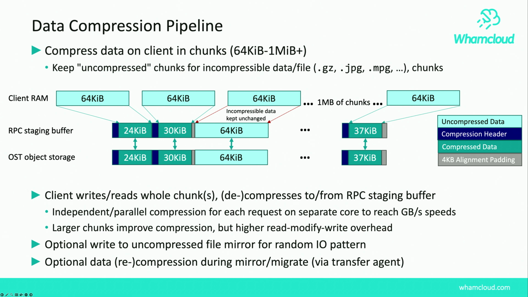Optionally, you can write uncompressed. You can create a mirror that's uncompressed. You can then perform read and write, random I/O against that mirror, and that mirror will then be migrated back into the compressed file, and the mirror itself could be destroyed at that point. And of course, we can do data recompression or compression or decompression during mirror and migrate operations via the transfer agent.